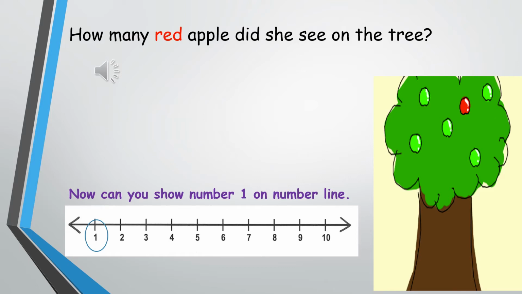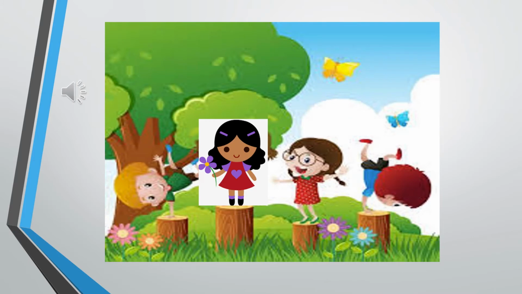Good job, kids. Now, Anne reached the park and she saw her friend and they all enjoyed well in the park and also gave her friend the flower which he has bought for her. Did you also like this story, kids?